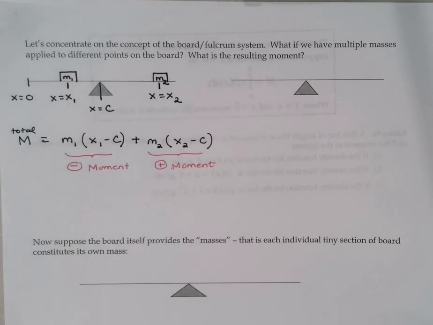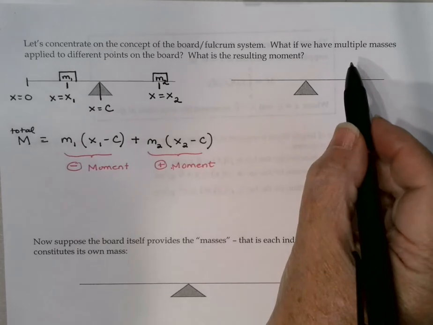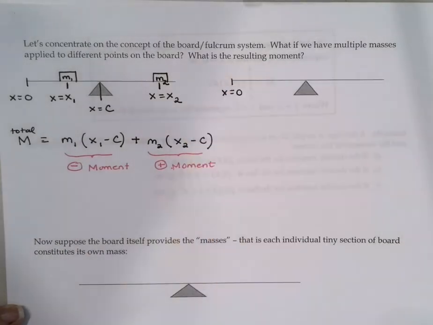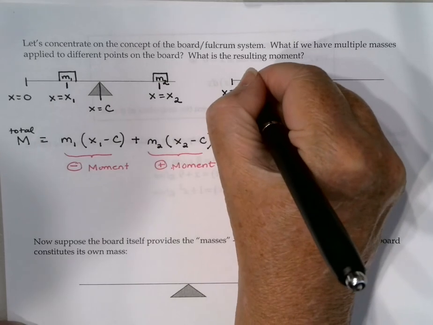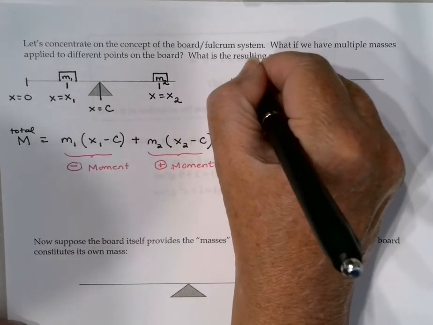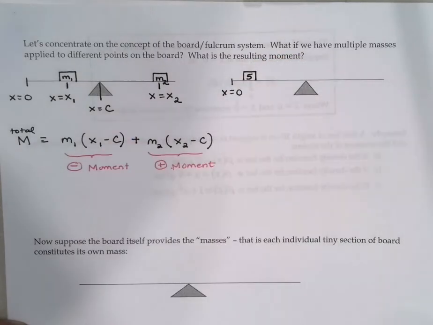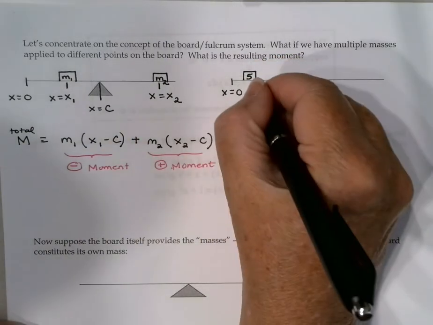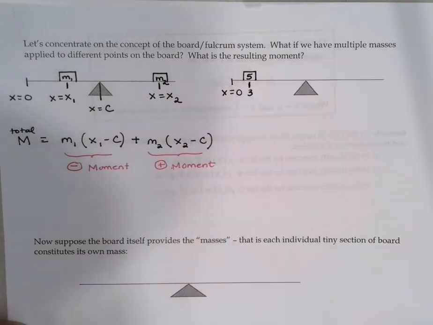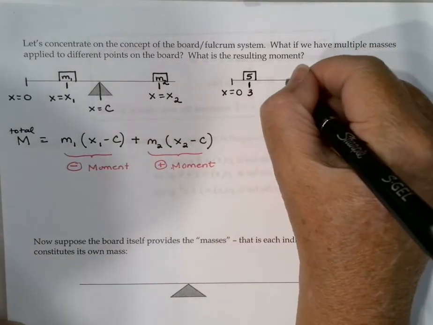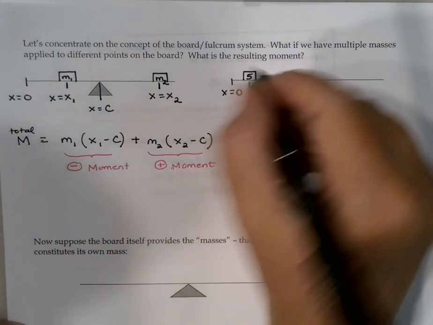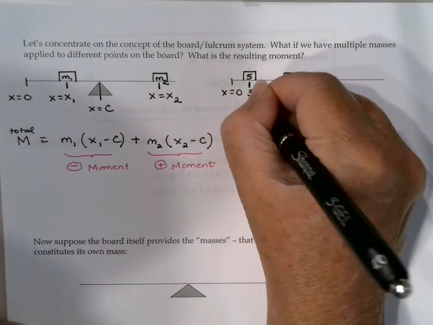All right, let's try one of these out. I'm going to go ahead and create a system here for us. Let's say this is x equals 0. And I'm going to say that my first mass here, and these are going to be in grams, is going to be 5 grams. I'm just going to put down the 5, but it's 5 grams. And let's say this distance is at 3 centimeters. Let's say I've got another mass over here closer to the fulcrum, and this one's going to be 9 grams. And let's say that's at 8 centimeters.